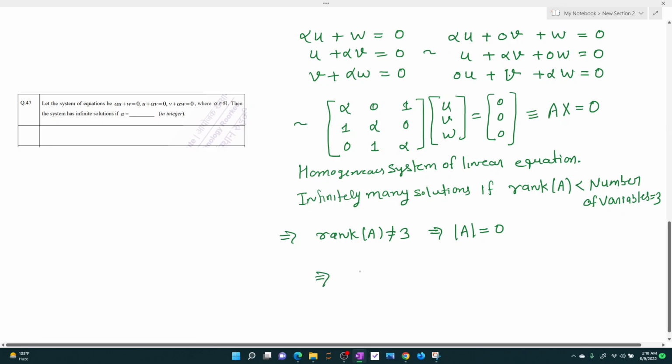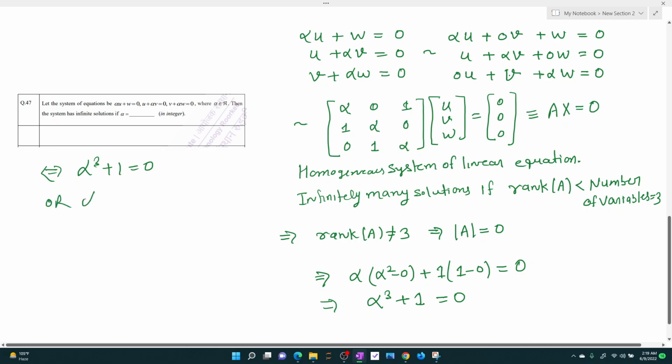If we find the determinant of A, this is nothing but alpha times alpha square minus 0, and then we have 1 times 1 minus 0 equals 0. This gives me the equation alpha power 3 plus 1 equals 0. So this given system of linear equations has infinitely many solutions if and only if alpha power 3 plus 1 equals 0, or alpha power 3 equals minus 1, or alpha is nothing but negative 1, right? So negative 1 is the correct answer for this question.